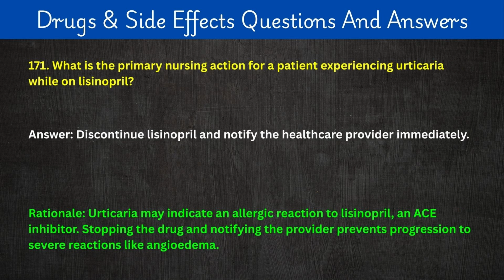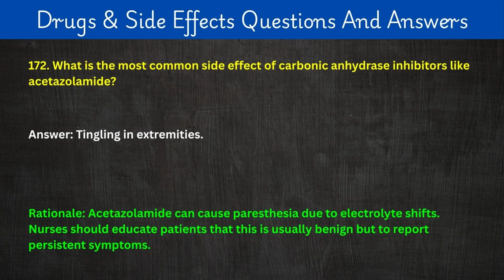171. What is the primary nursing action for a patient experiencing urticaria while on lisinopril? Answer: discontinue lisinopril and notify the healthcare provider immediately. Rationale: urticaria may indicate an allergic reaction to lisinopril, an ACE inhibitor. Stopping the drug and notifying the provider prevents progression to severe reactions like angioedema.